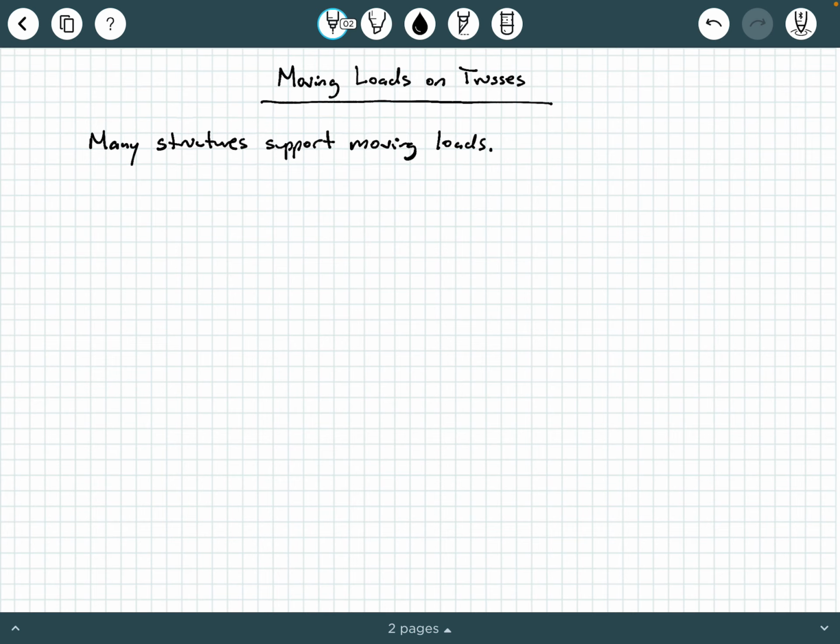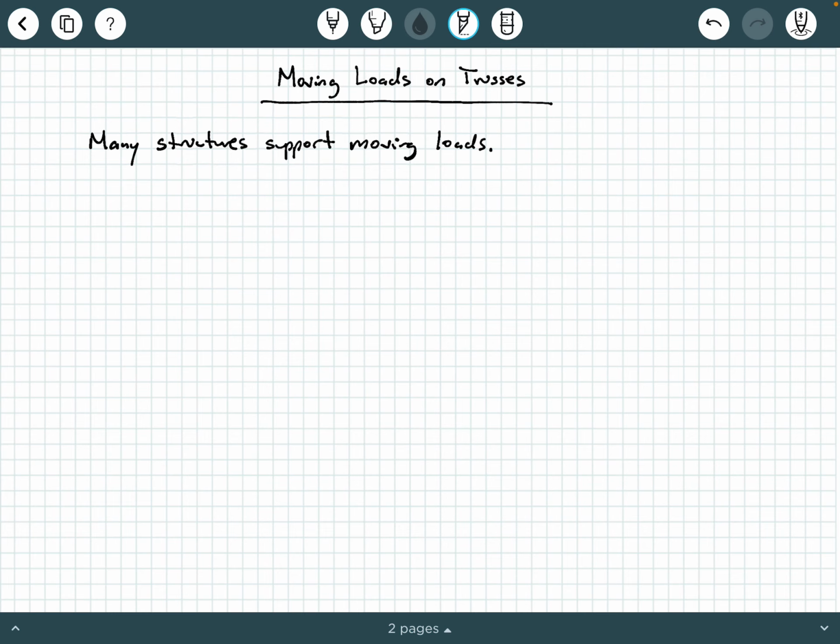So in general, we know that many structures support moving loads. Okay, what are some examples of that? Well, the most obvious example of a structure that supports a moving load is a bridge. We also could have things like monorail systems as well, and even cranes, sometimes depending on the kind of crane, deals with moving loads across its members.